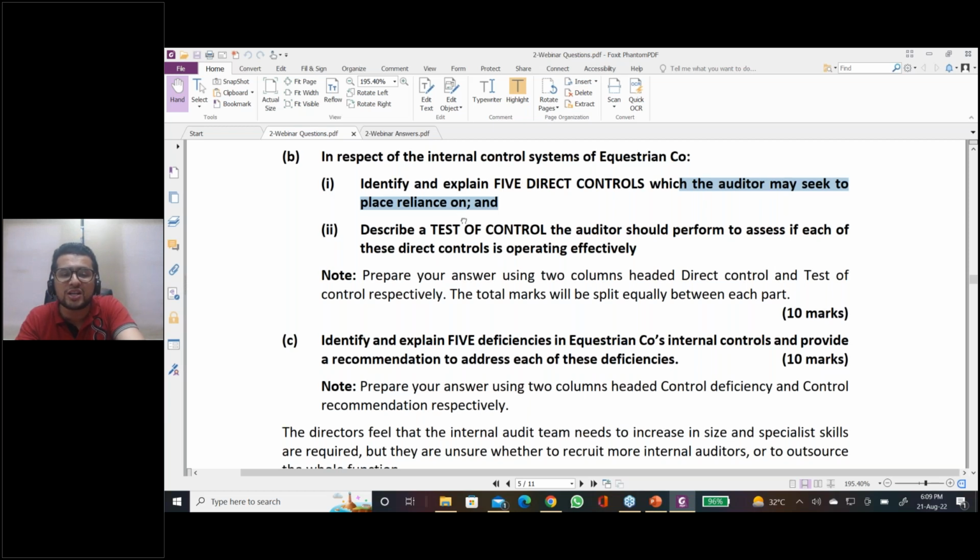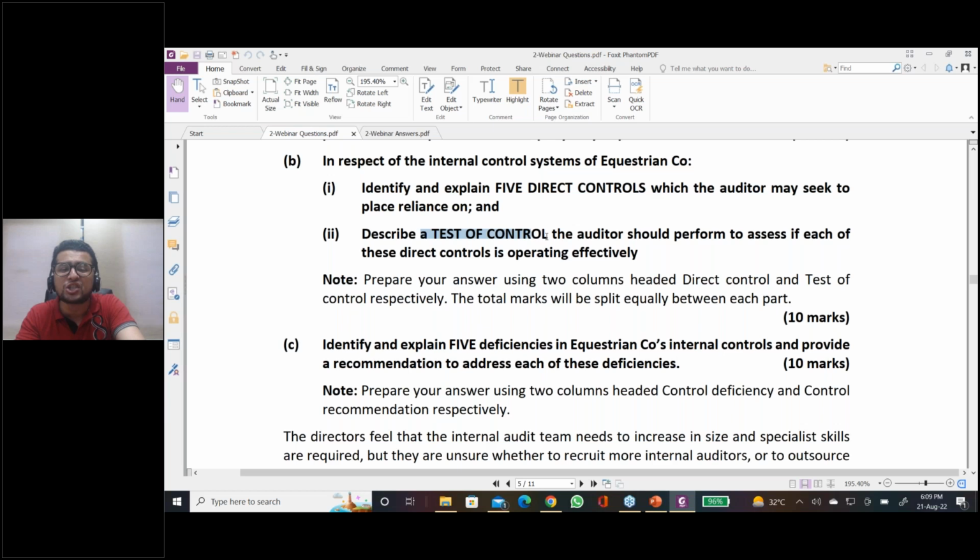Before we move on to the trust, we will go for a test of control. The auditor will always have trust issues, right? So the auditor would perform a test of control over the direct controls in order to be certain, in order to be sure, yes, I can rely on the system. So 5 marks are there for the identification and explanation of 5 direct controls, and another 5 marks are there in order to describe a test of control which the auditor should perform in order to assess, in order to verify if each of these direct controls are operating effectively or not.